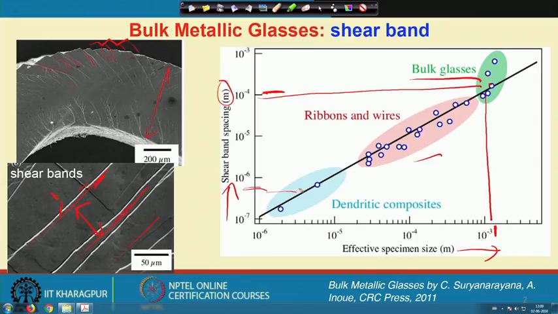Therefore, people go for composites, which we will discuss later, where the relative size of these shear bands is somewhat less. So we understood that inhomogeneous deformation leads to the formation of macroscopic shear bands, and these shear bands appear under bending in different directions and are visible under the scanning electron microscope.